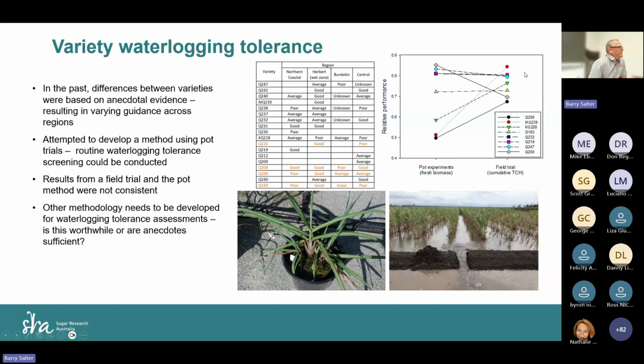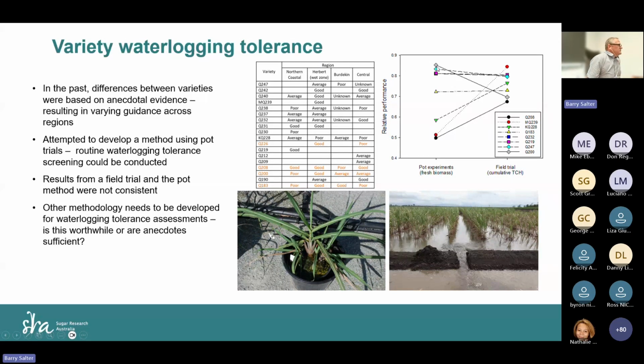And then we compared that essentially to what happened in the field trial. And so you can see there's a few varieties here that swap over in terms of the ranking from 1 to 8. So one of those was MQ239. In the pot trials, it performed really poorly with waterlogging, but in the field trial, like I said, it actually did relatively well. And similarly, Q200, which I said did poorly in the field trial, and you can see that here, but it did relatively well in the pot trial.